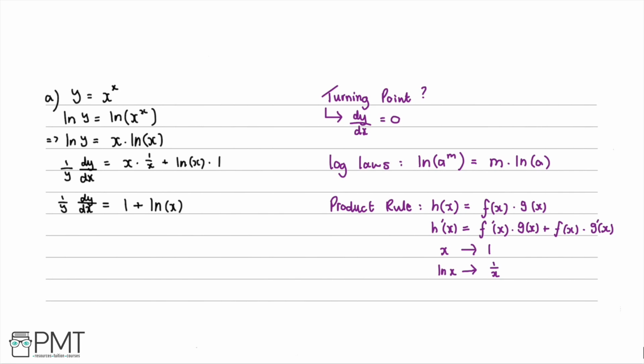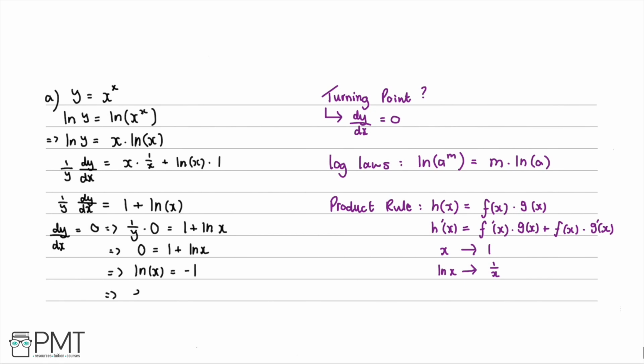And then one thing that we have said at the start already, we want to set dy by dx equal to 0. So then setting dy by dx equal to 0, we'll have 1 over y multiplied by 0 is equal to 1 plus ln of x. And then we know when we multiply something by 0, it is just 0. So we'll then have that 0 is equal to 1 plus ln of x. And then we can rearrange this to have the ln of x is going to be equal to minus 1.